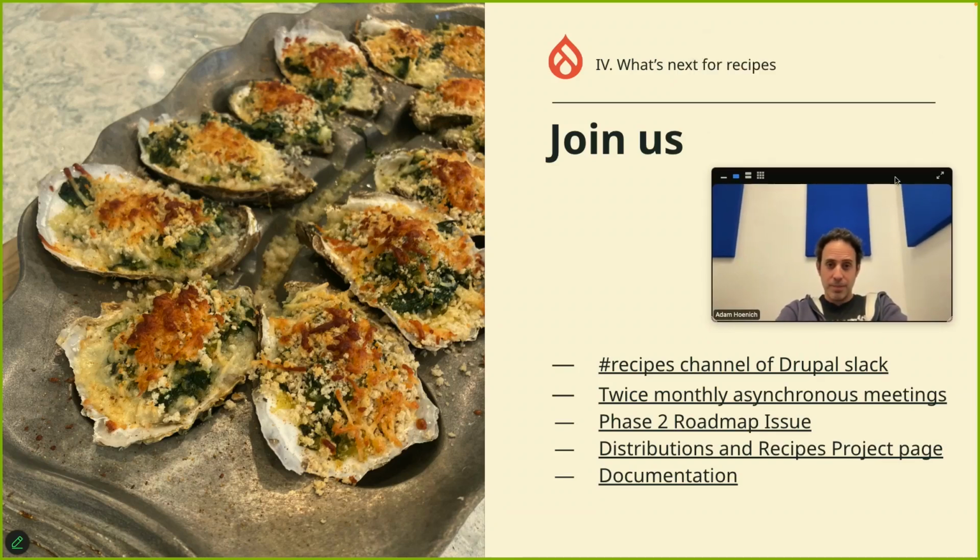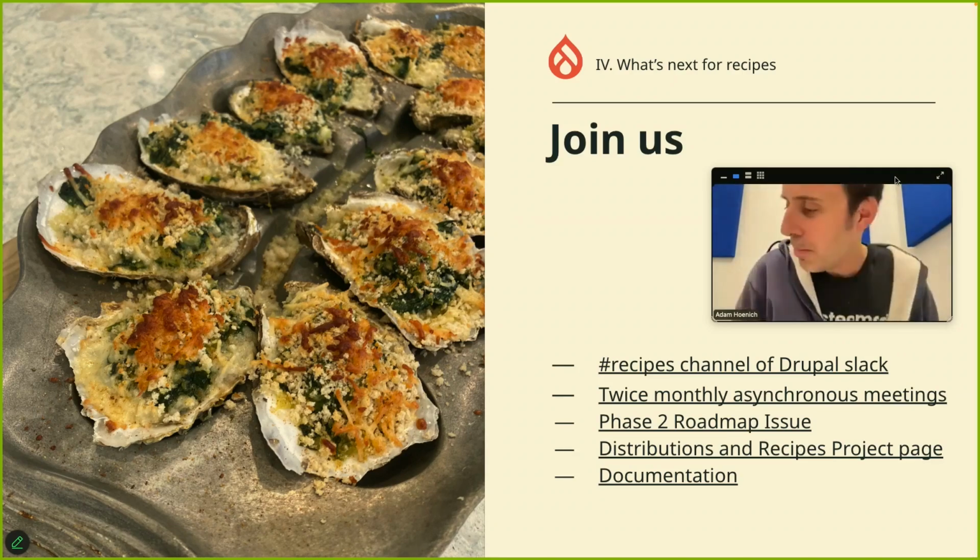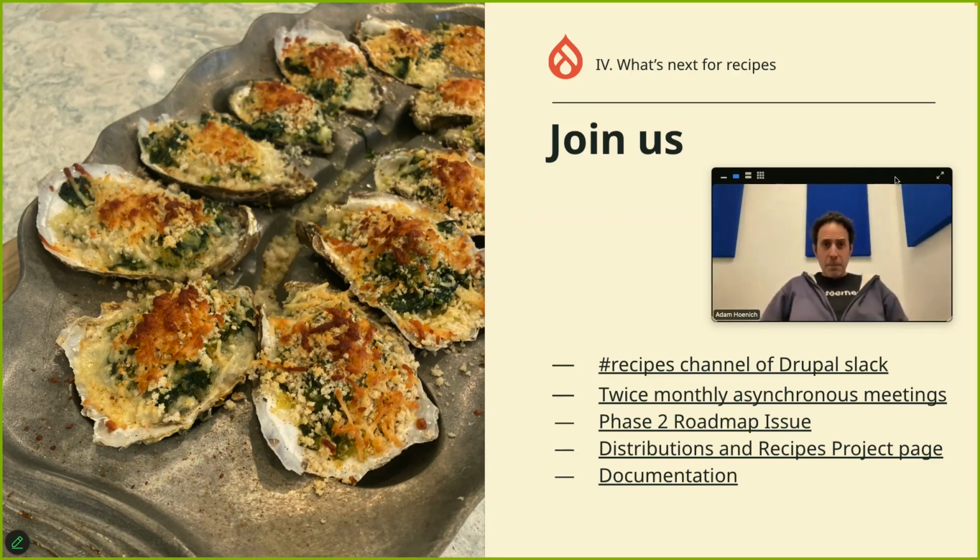I think that's it. Yeah, the recipes channel in the Drupal Slack is where we hang out. We have twice monthly asynchronous meetings in that channel where we post priorities. People can ask questions. A lot of people ask questions all the time and we're like, here's how to do it. And then a link to our phase 2 roadmap.